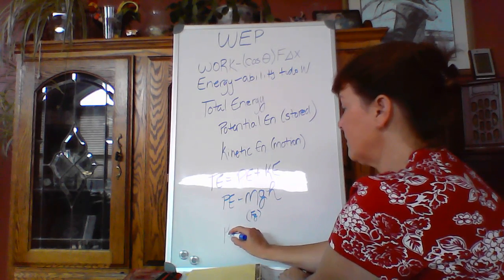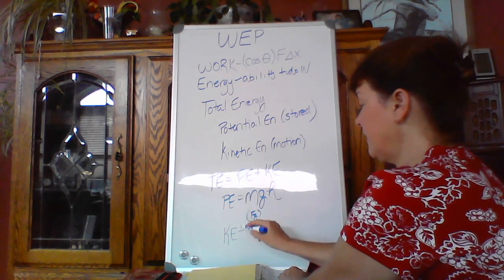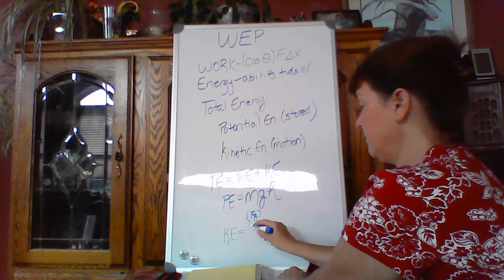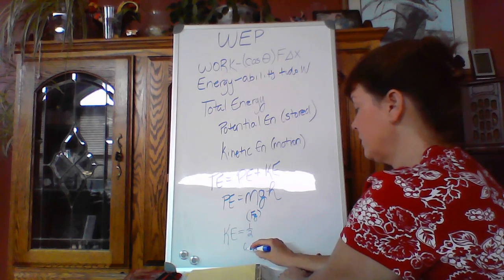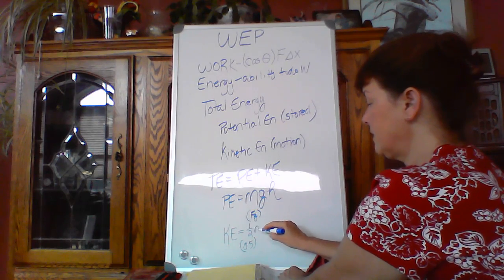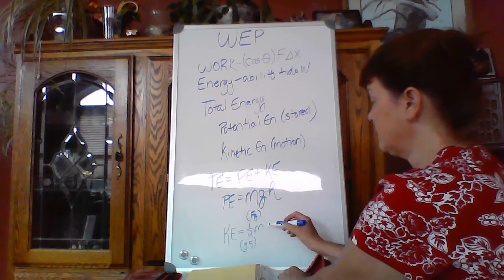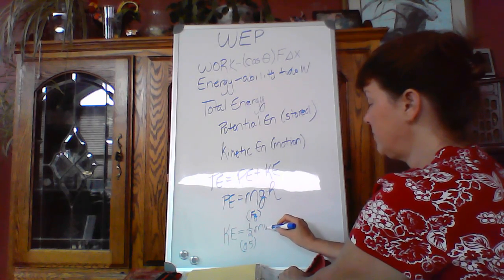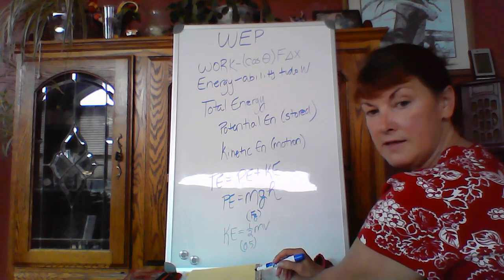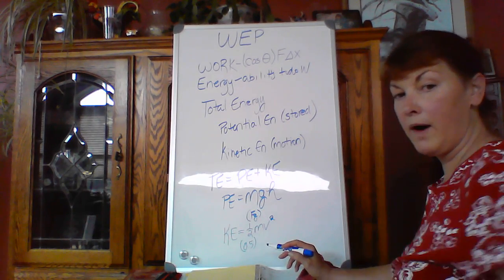And when we talk about kinetic energy, we know that that is equal to 1/2 or 0.5, however you like to write that, times the object's mass, because if it's in motion, it still has a mass. And then if we think about something being in motion, we always want to know what its velocity is. And in this formula, it's the velocity squared.